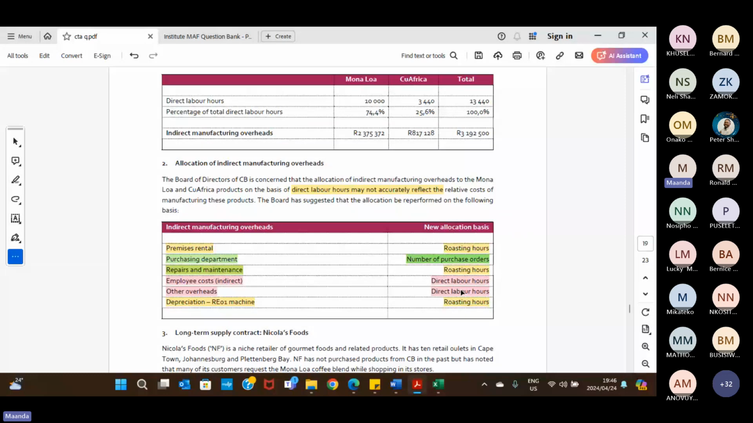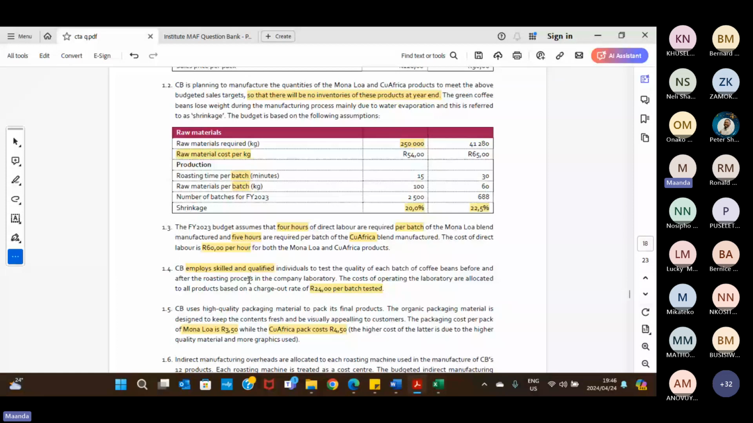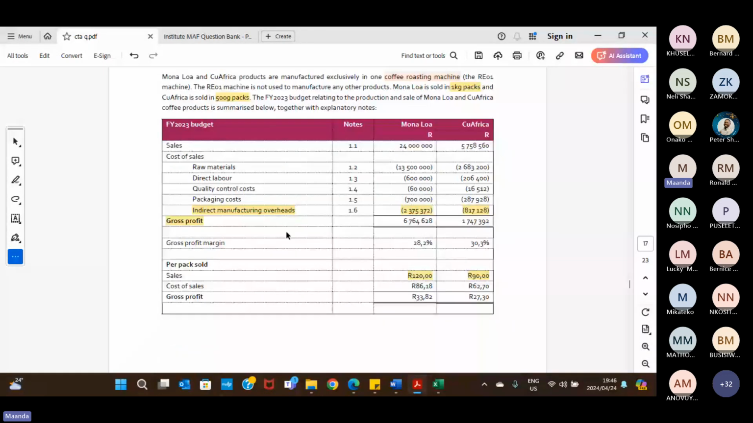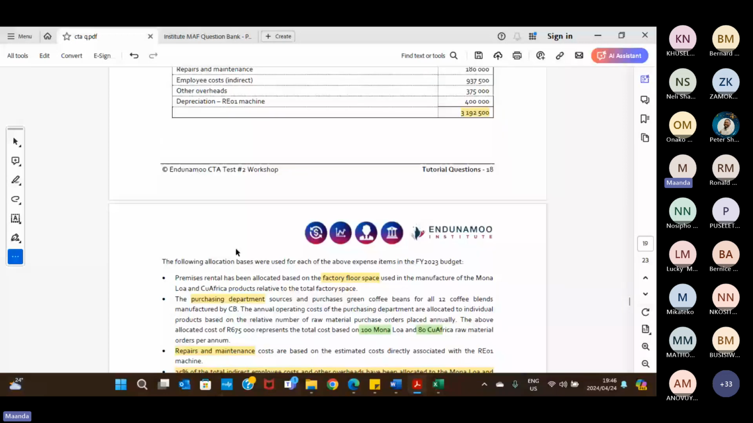So this will be used when you are calculating your direct labor. But now, because we are allocating the overheads, we're not allocating the direct labor cost in a way, right? That is direct.